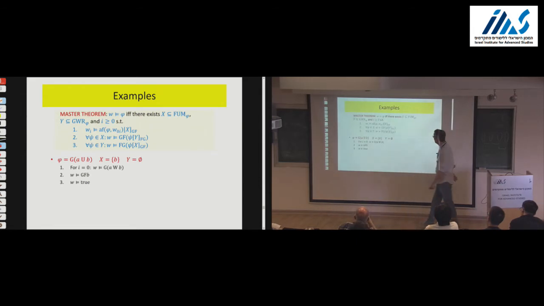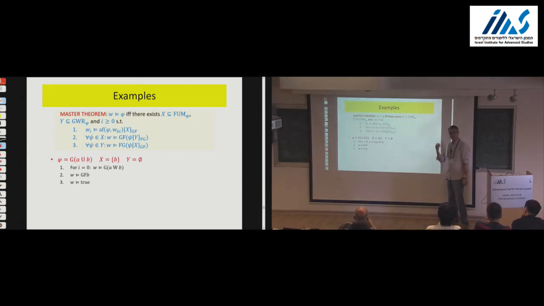Good. So let's try to go through an example. We still have to deal with the I, right? Let me start slowly, because this takes a moment. Let's consider an example. Imagine that our formula is G, A until B, right?